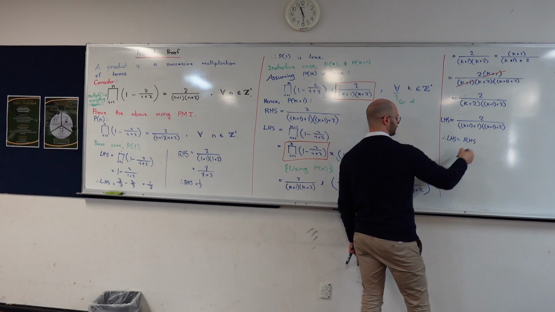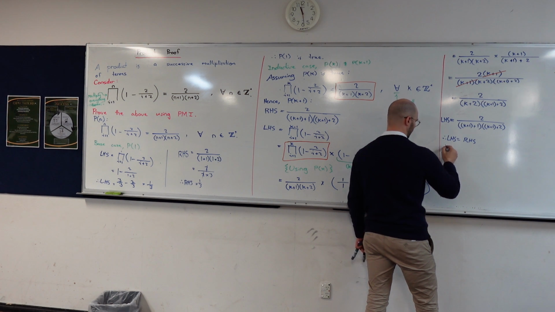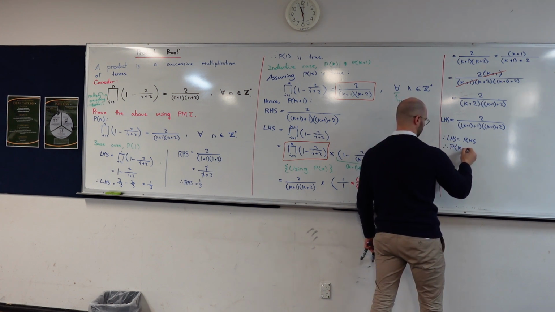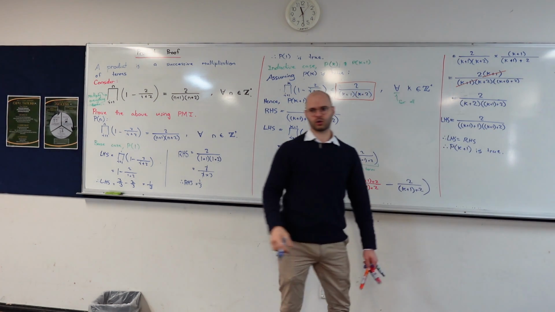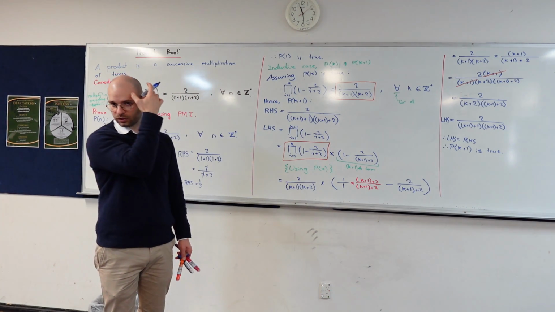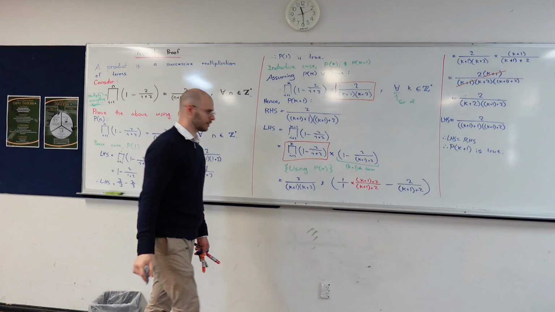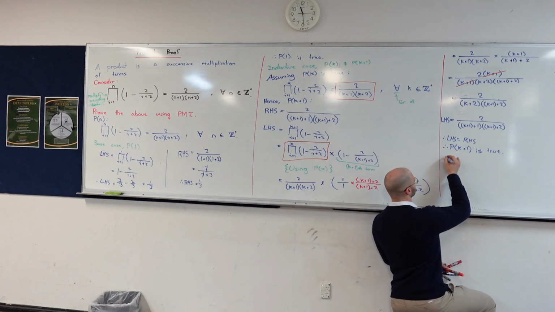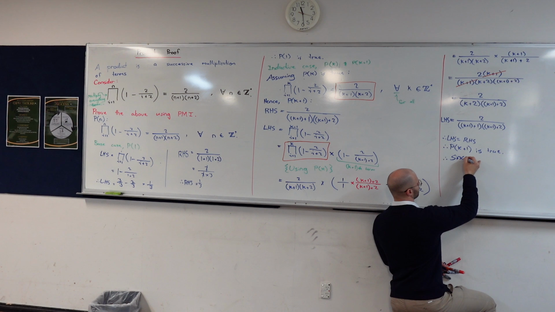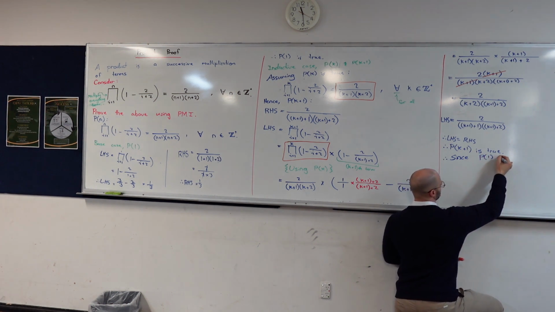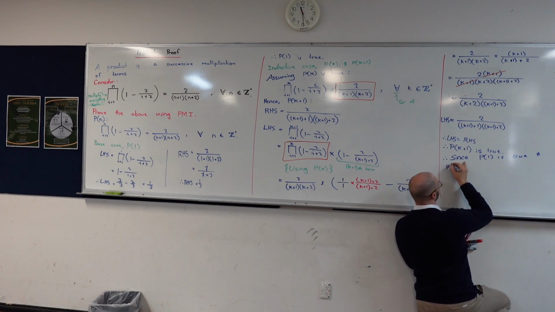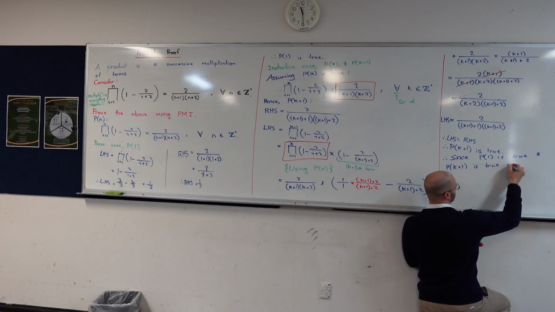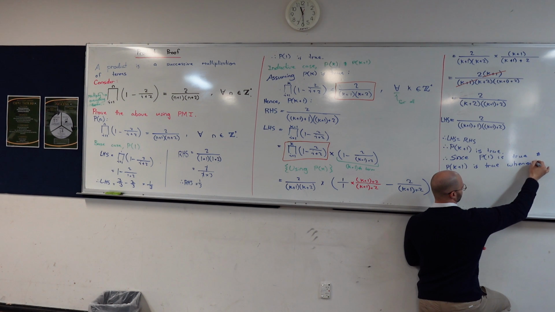Hence, right hand side is equal to left hand side. Hence, p of k plus 1 is true. Now, to get your final mark, what do we need to do? Therefore, since P1 is true and P of k plus 1 is true when P of k is true, then P of n is true.